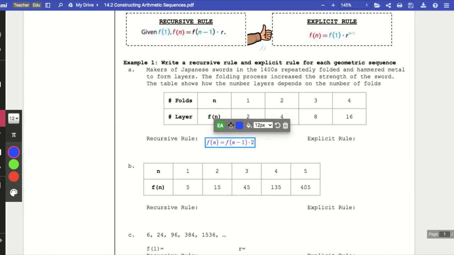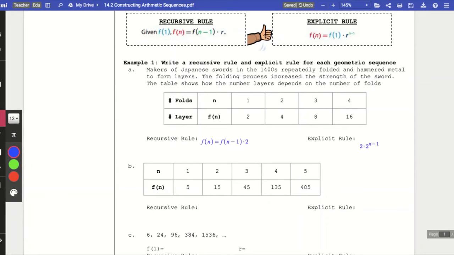The explicit rule is a little different. For the explicit rule, I need that first term. Remember, f of 1 times r to the n minus 1. So I know that the common ratio is still 2, but f of 1 is the first term, which is also 2. So I'm going to have 2 times the common ratio, which is also 2, and this is to the n minus 1.